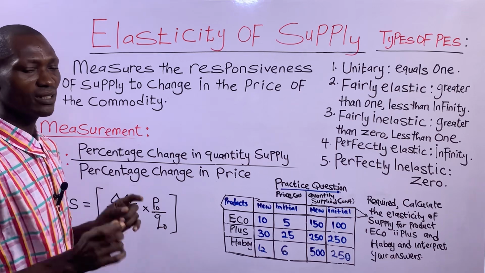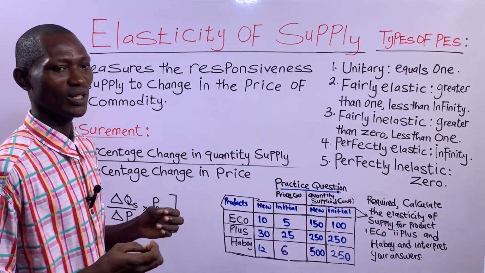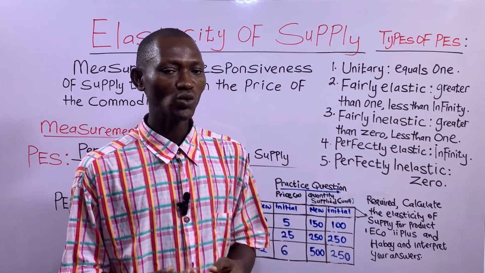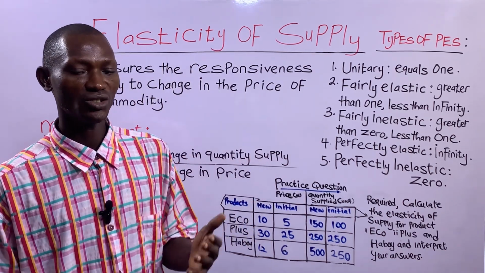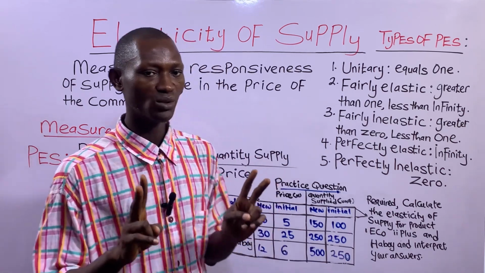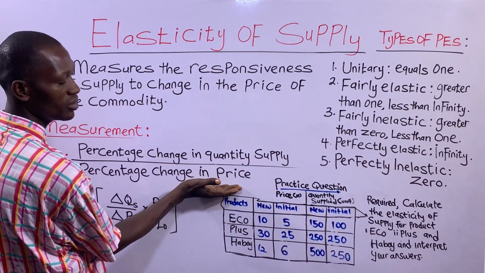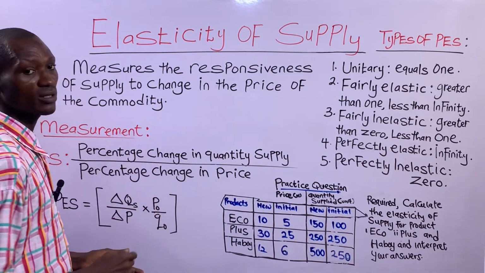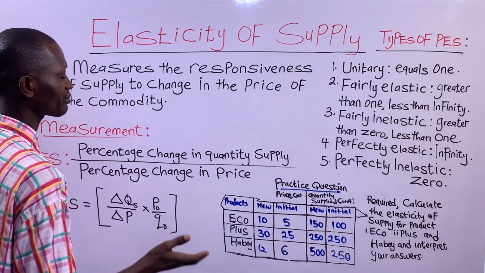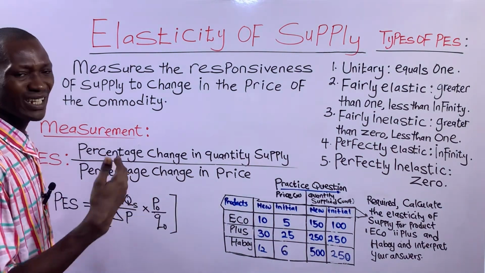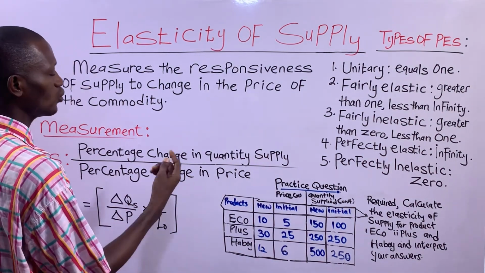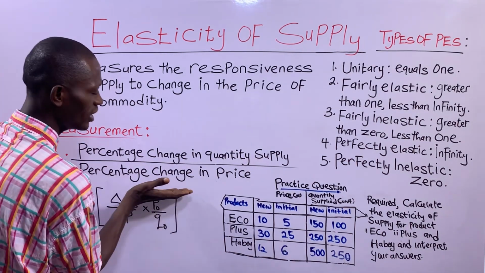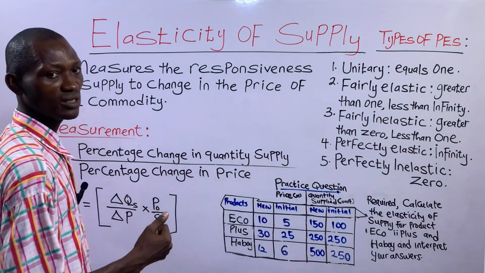Don't forget, I did say that with respect to elasticity, we are trying to measure the percentage change in one variable, what will be the resultant percentage change in the other variable? There are two variables we are looking at here. That's the change in price, and what will be the resultant change in the quantity supplied of that commodity? So here, change in price is the independent variable, whereas change in quantity supplied is the dependent variable. The independent variable determines the dependent variable.